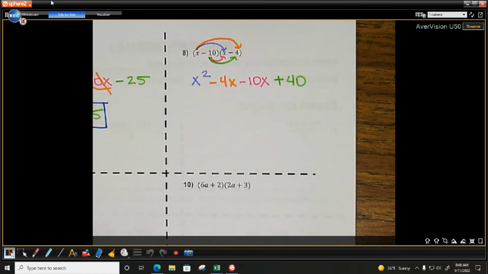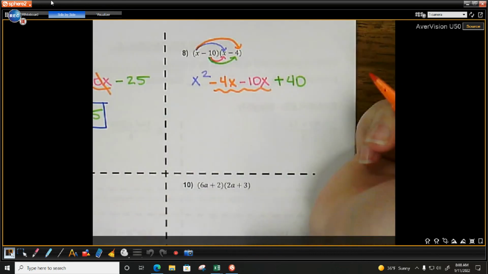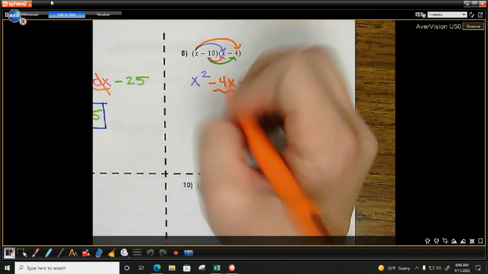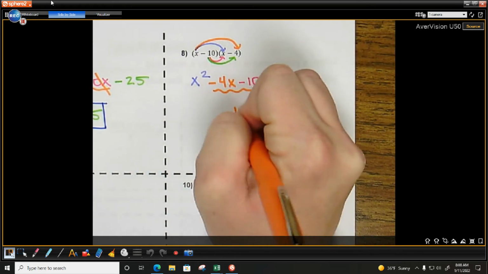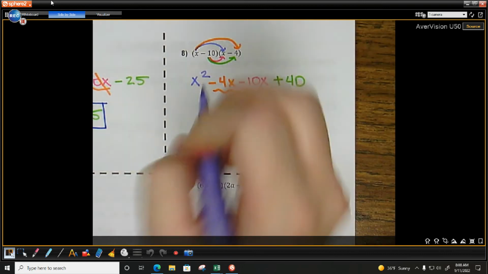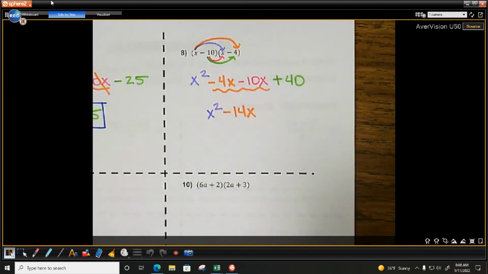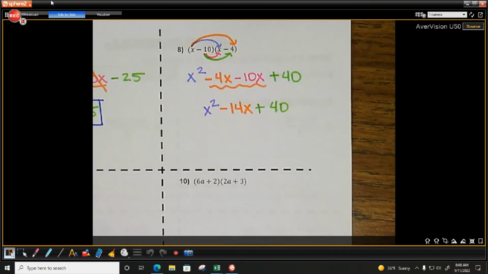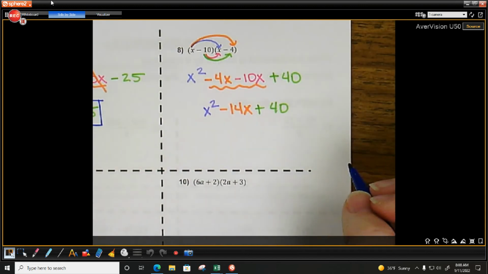Do I have like terms? Yes. What's negative 4x minus 10x? They're the same sign. They're both negative. So what's 4 plus 10? 14, and they're negative, so negative 14x. Drop down your x squared. Drop down your plus 40. Are any of those like terms? Nope. Are we in the correct order? Yep. There's my answer.